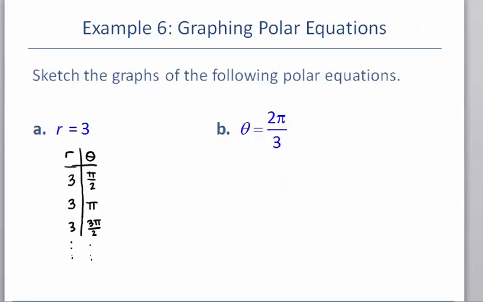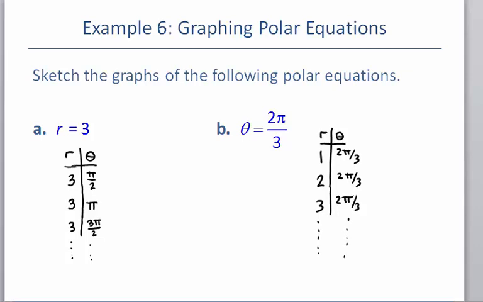For our next equation, we'll do a similar process. We're going to set up a table of values. This time we want to realize that our angle is always 2 pi over 3. So if the r value is 1, the angle is 2 pi over 3. If the r value is 2, the angle is 2 pi over 3. If the r value is 3, the angle is 2 pi over 3. So regardless of the r value that we choose, the angle is always 2 pi over 3.